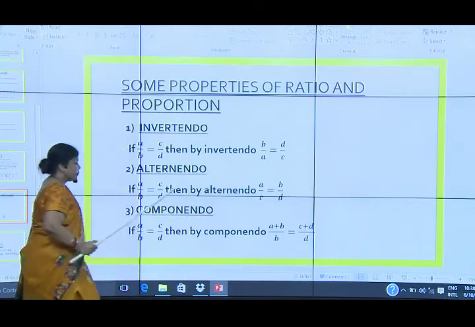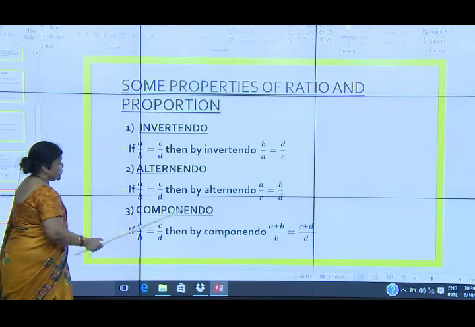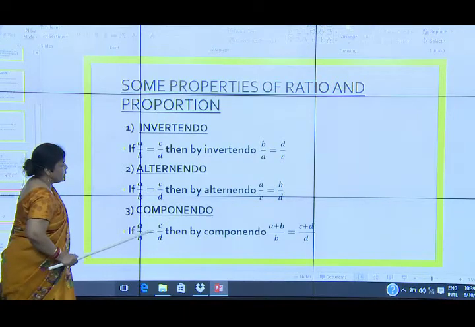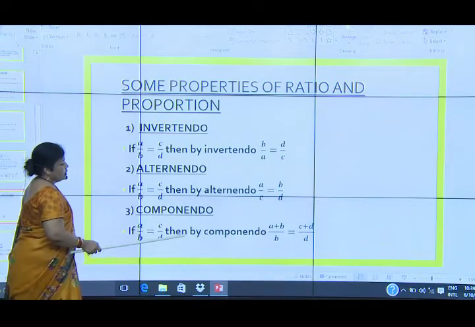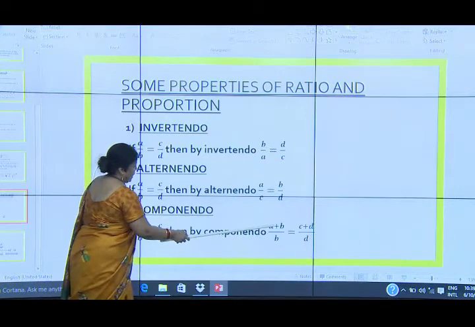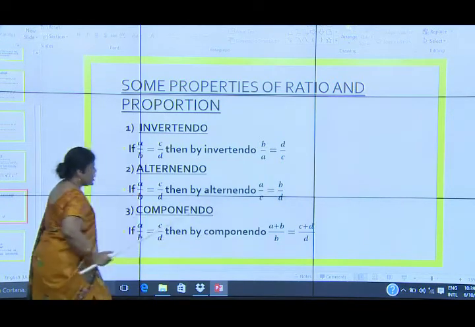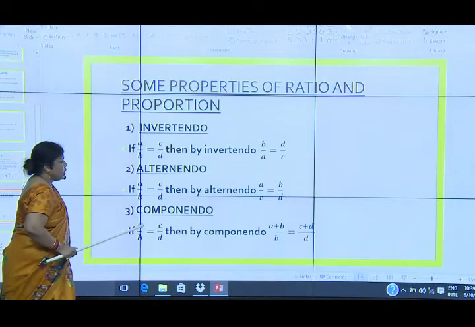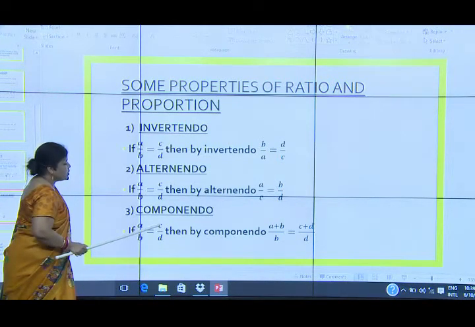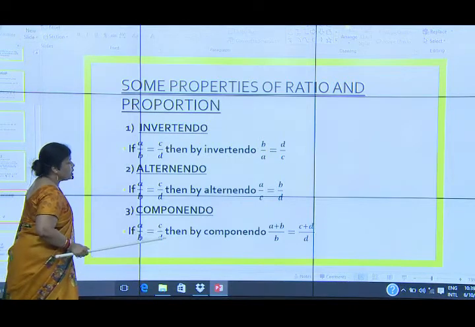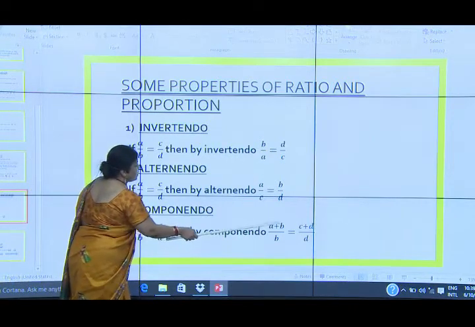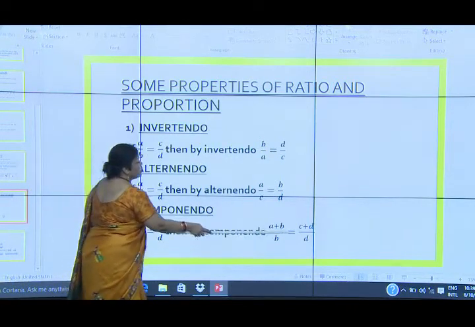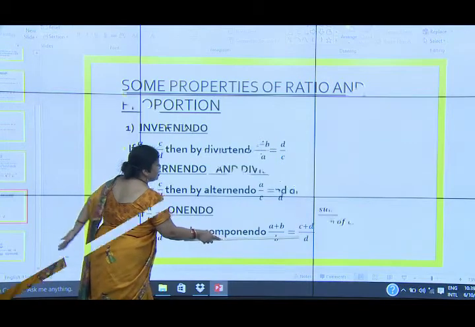Then componendo. If A upon B is equal to C upon D, then by componendo A plus B upon B. Now what we are doing? We are adding the denominator on both sides. So A plus B upon B is equal to C plus D upon D. That is componendo. So A plus B upon B is equal to C plus D upon D.